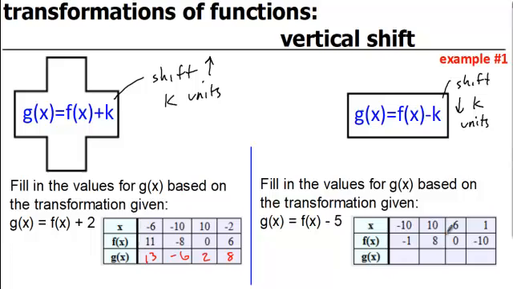I want you to fill out this table on the right on your own, given this equation here that g of x is equal to f of x minus 5. You should be able to fill it out very quickly. You don't need to know what the actual function is or what the graph looks like. All you're doing is identifying what this vertical shift means to our output values.